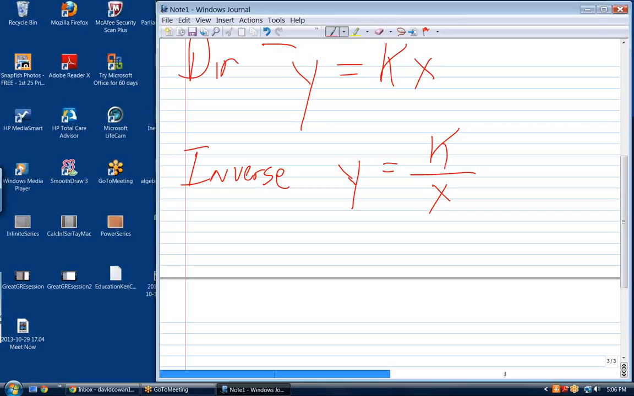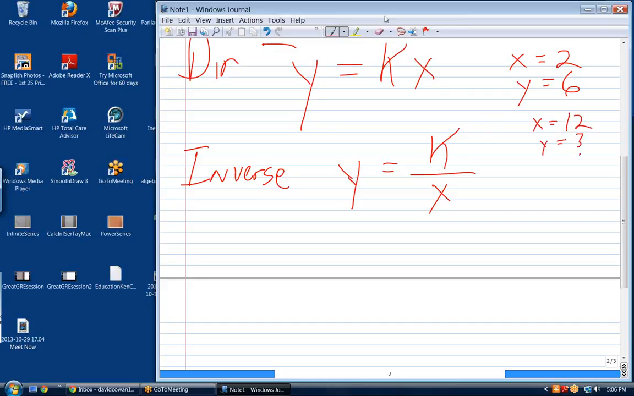The typical problem would be: y is directly proportional to x, and when x is equal to 2, y is equal to 6. So what would y be equal to when x is equal to 12? Okay, and this is direct.